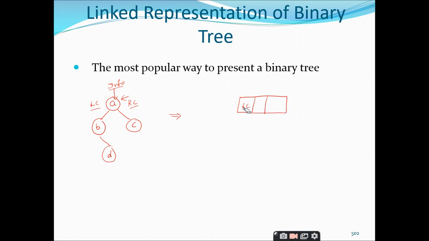Similarly, somebody will come and say, sir, I will represent the left child in the left part, the right child address in the middle part, and the information part in the last location. Yes, it is accepted. Anything you can store, right? That depends on how you are going to declare the structure. That's it, nothing more than that. So here we have the left child, and here we have the information part, and here we will store the address of the right child.